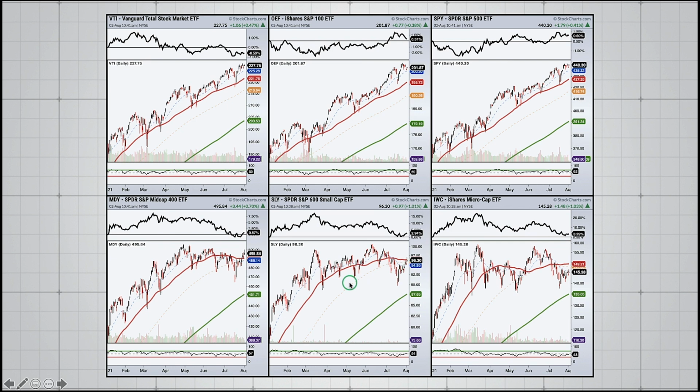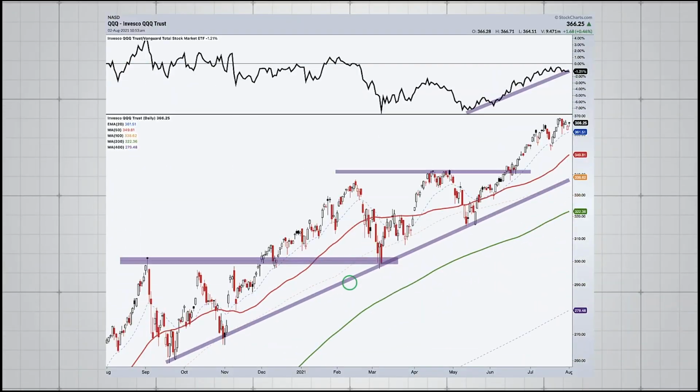Now, thinking about some of the other things I'm watching closely and some of the other signs of strength in this market, let's move on to QQQ. This is the Nasdaq 100 tracking ETF. We can see that the Nasdaq 100 has been holding this incredibly steady uptrend. This is a one-year chart here. So we've been seeing this uptrend really hold.